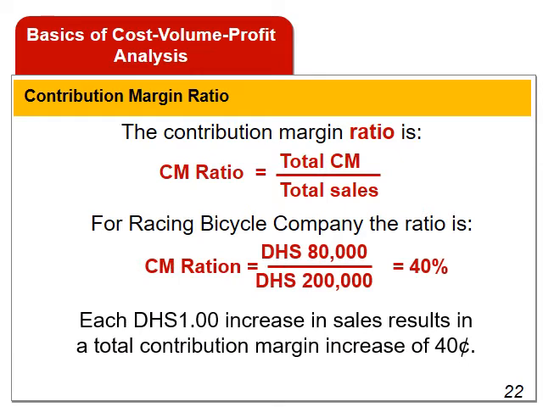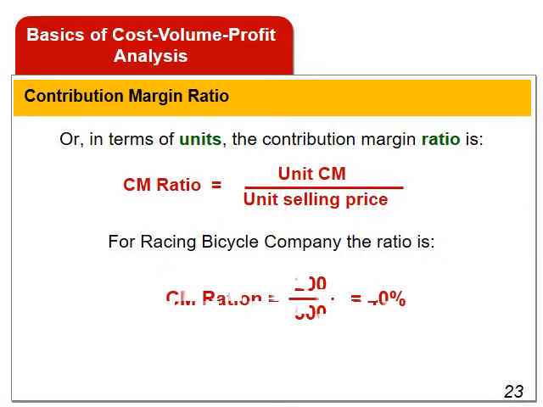We can calculate the contribution margin ratio of Racing Bicycle by dividing total contribution by total sales. In the case of Racing Bicycle, the contribution margin ratio is 40%. This means that for each dirham increase in sales, the company will produce 40 cents in contribution margin. We may also calculate the contribution margin ratio using per unit amounts.